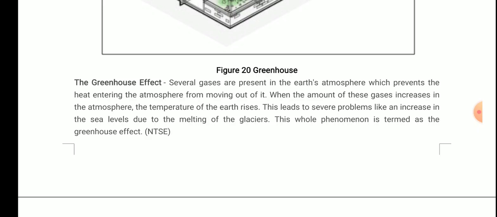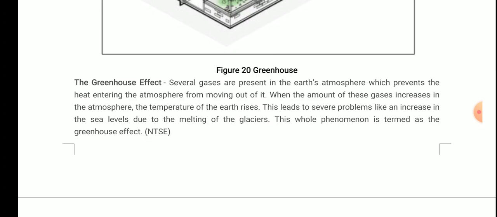Because of the capturing of the heat, the temperature of the earth surface increases, and as it increases, it leads to severe problems like increase in sea levels due to melting of the glaciers. And the average temperature of the earth also rises. Why does it happen so? When the amount of these gases, for example carbon dioxide, increases in the atmosphere, and you already know the main reason for the increase of carbon dioxide over oxygen in the atmosphere. A lot of deforestation is there, a lot of vehicular pollution is there. So there are various human reasons that lead to an increase of the greenhouse effect.